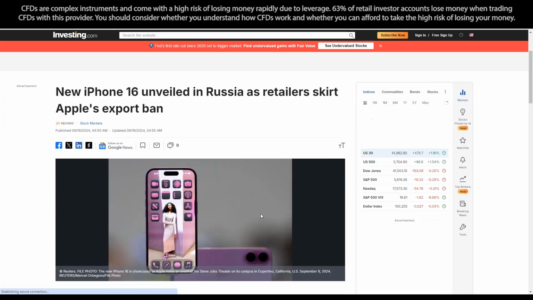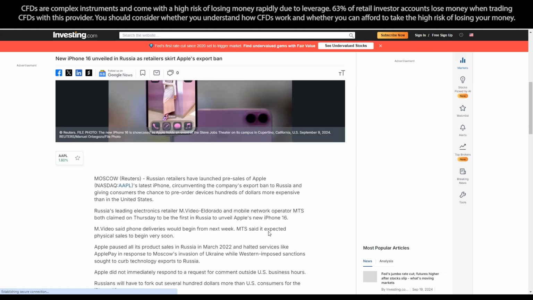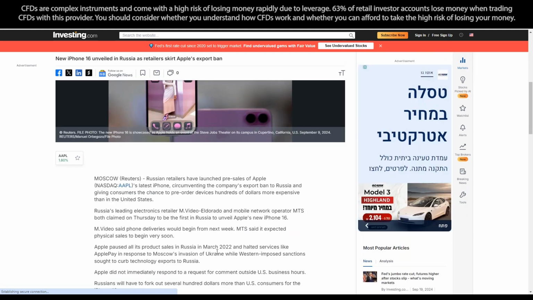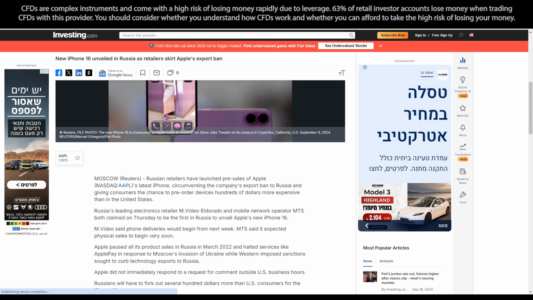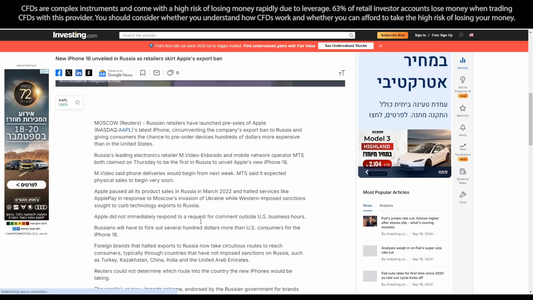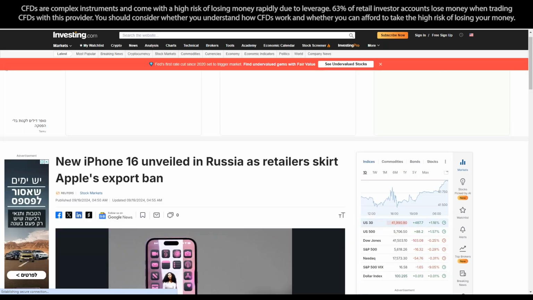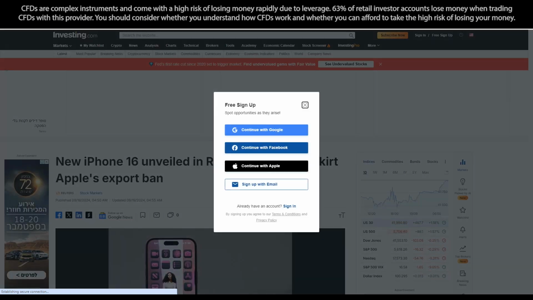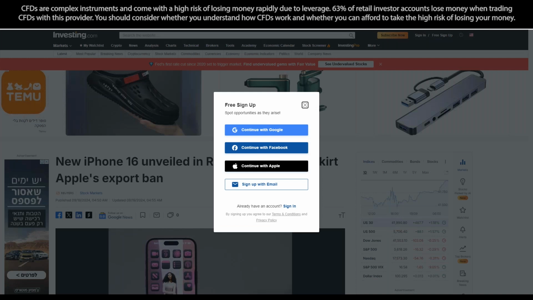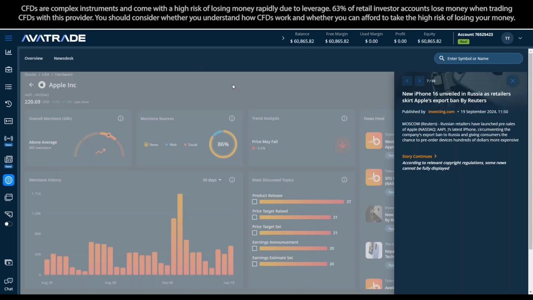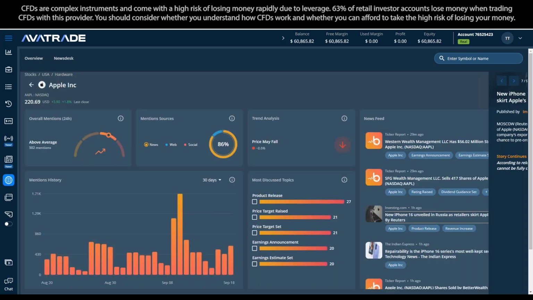So there's an export ban that's affecting how people are trying to access the iPhone 16. That doesn't sound real positive, an export ban. You could read, what are they talking about? How are they getting their hands on it, and why do they have to go through special means? This is something that could affect the price movements of Apple. Obviously, the iPhone is one of their biggest products that they sell.